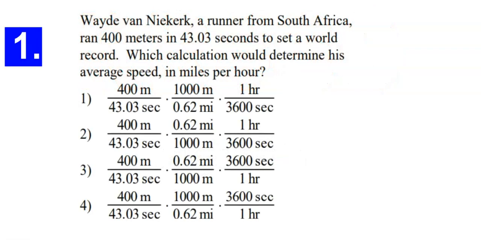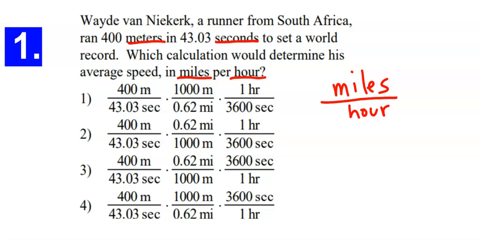In the first question, they're talking about a runner from South Africa who ran 400 meters in 43.03 seconds to set a world record. Which calculation would determine his average speed in miles per hour? So we're noticing the units we want are miles per hour, and the units we're starting with are meters per second, as noticed in each multiple choice option.